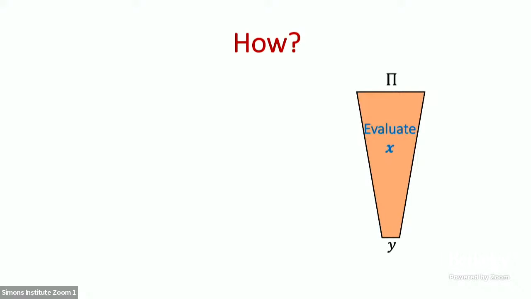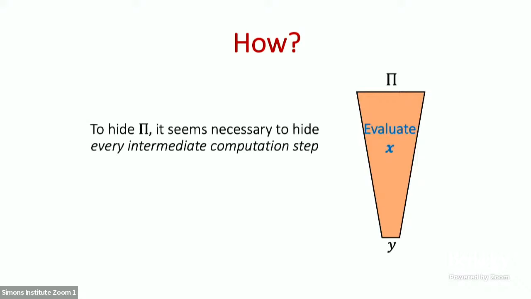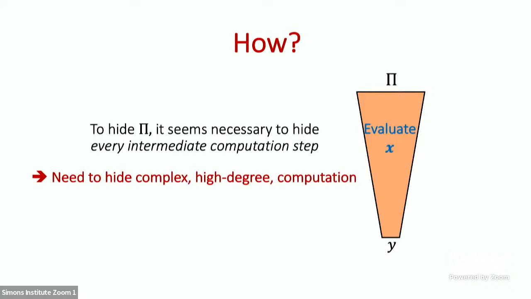Towards this, we quickly realized that in order to hide the program pi, it is not enough to just hide its description. In fact, I must hide all the intermediate computation steps because any intermediate value may help us to reverse engineer information about the program pi. And in this computation, the challenge is really that we're dealing with an arbitrary program, and hence the computation of evaluating an input may be very, very complex and have a huge degree. And we must hide such a complex computation.